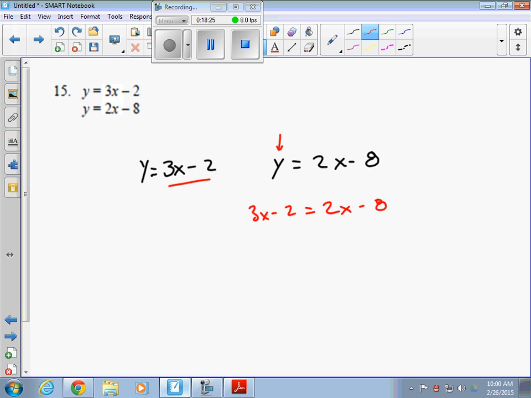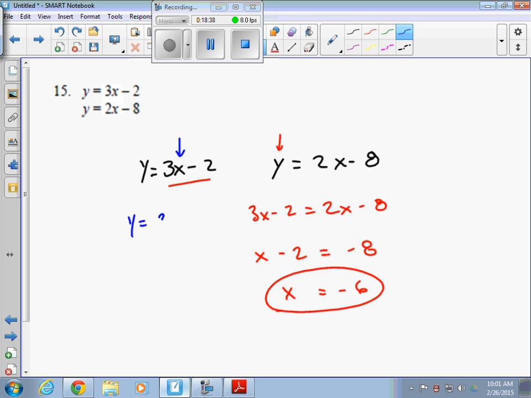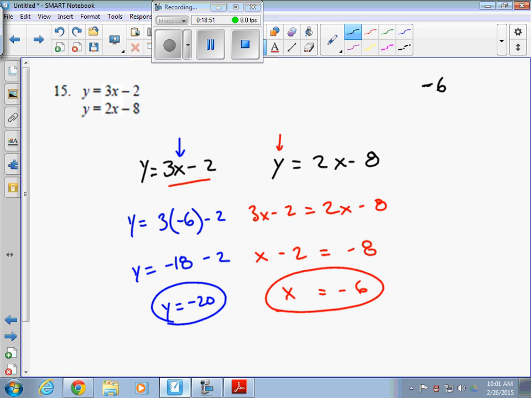Subtract 2x on both sides. Leaves you with 1x here. Minus 2 equals negative 8. Add 2 to both sides. X equals negative 6. There's your value for x. Plug that back in place of x here. Y equals 3 times negative 6 now minus 2. Y equals negative 18 minus 2. Y is negative 20. X comma y, negative 6, negative 20.